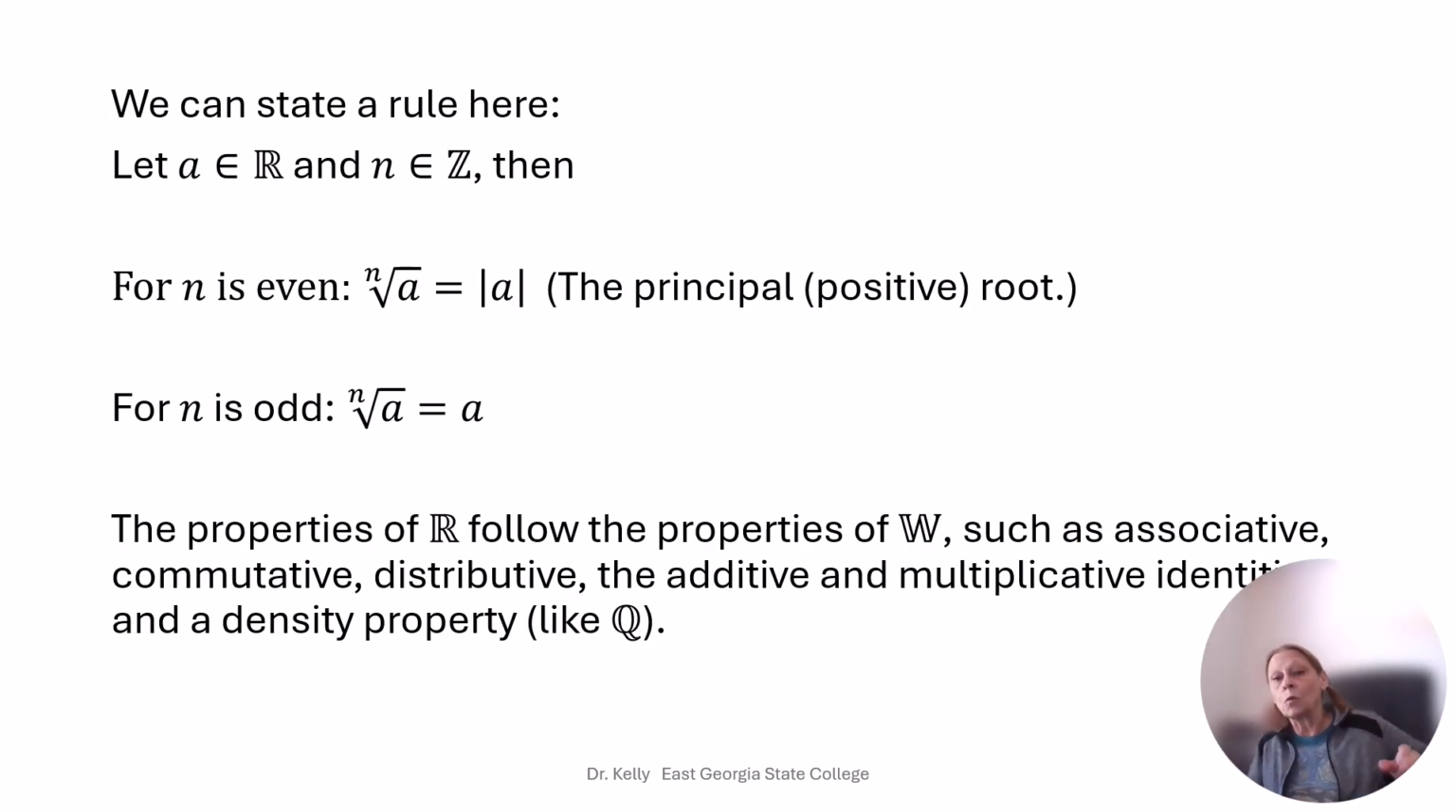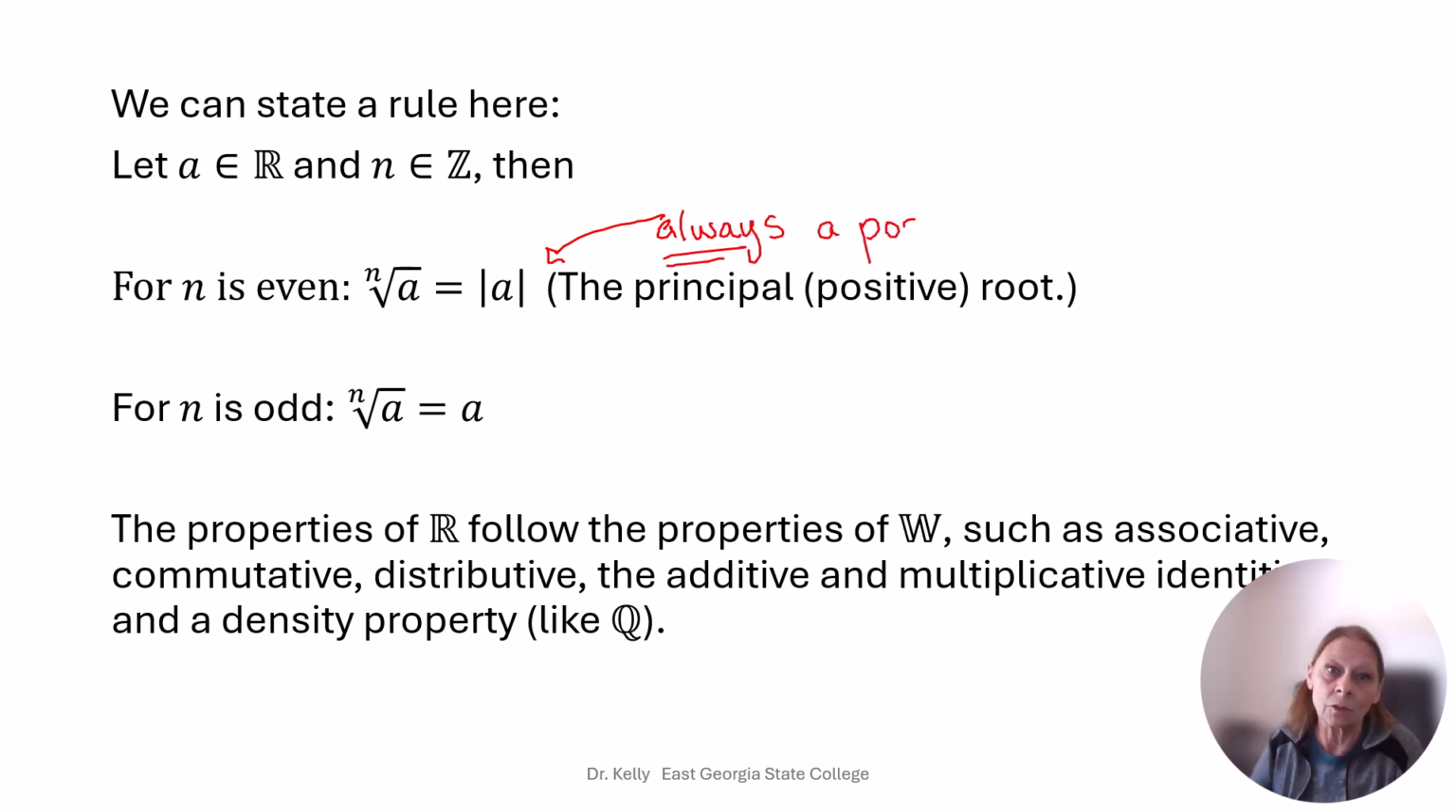So we can state a rule here. If n is even, the nth root of a is going to be the absolute value of whatever. In other words, always, and I do mean always, a positive answer.